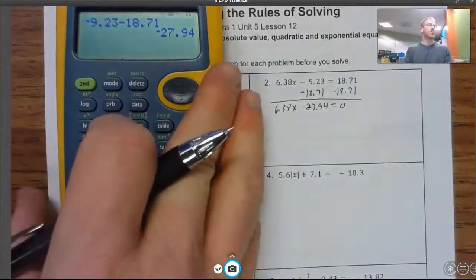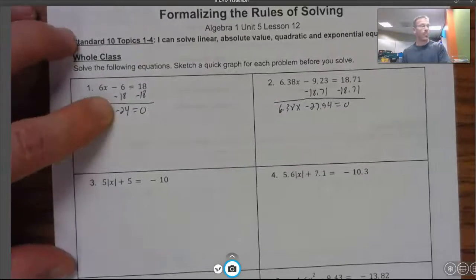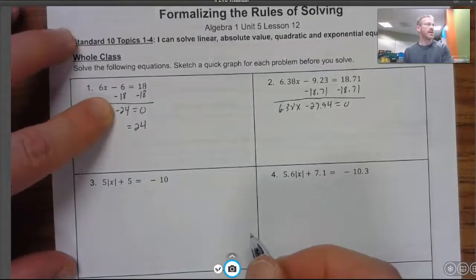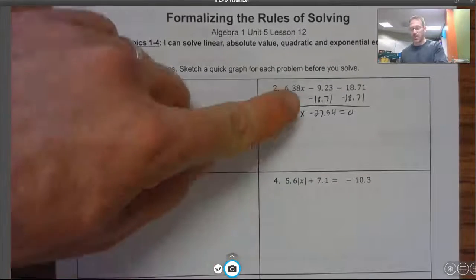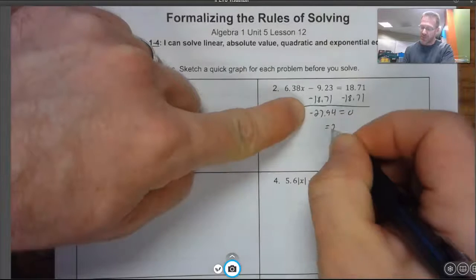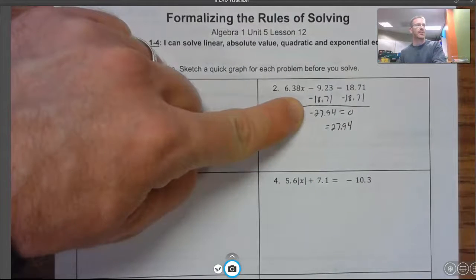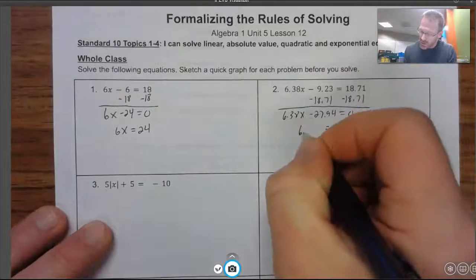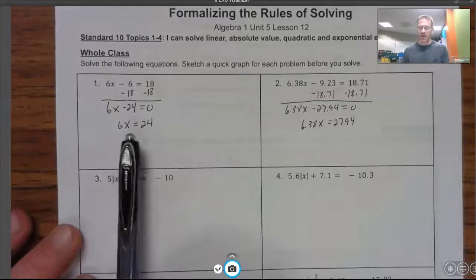All right, so notice the first step is exactly the same: get them equal to 0. Now we're going to use the 0 property. So what minus 24 is 0? The opposite, which is 24. So whatever's behind my hand has to be 24. So 6x equals 24. I'm going to use the 0 property right here. What minus 27.94 is 0? Positive 27.94. So that's the good thing about the 0 property. We know they're just opposites. We don't care what the numbers are. They have to be opposites. So that's 27.94. So 6.38x equals 27.94.